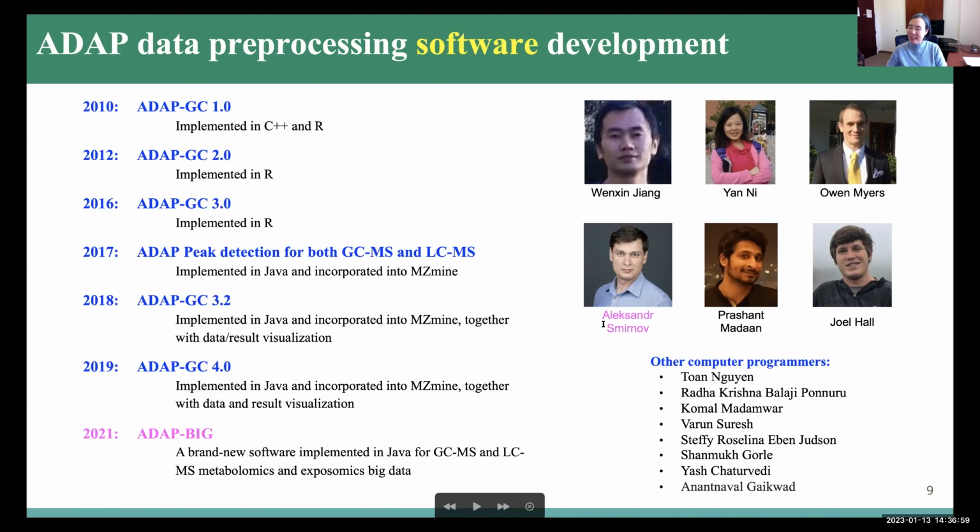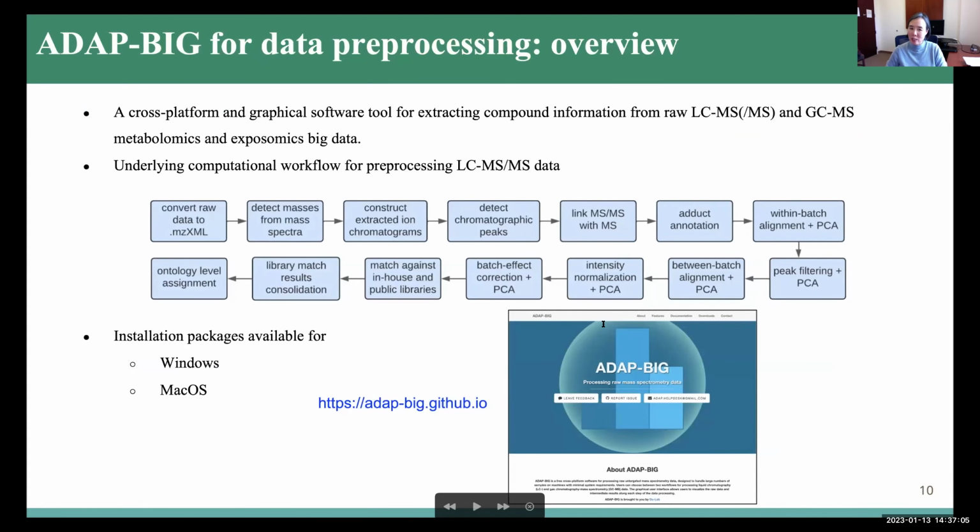Here I highlight a little of the development of ADAP Big, showing the specific computational steps in the workflow. We still do it the traditional way, even though we are still developing better approaches. We detect the peaks, align those peaks, and adduct annotation has to be done. ADAP Big was specifically developed to handle large-scale studies, so we have to do batch effect correction and also make the software capable of handling big data. ADAP Big has installation packages for both Windows and Mac.